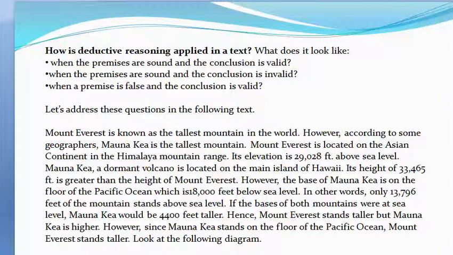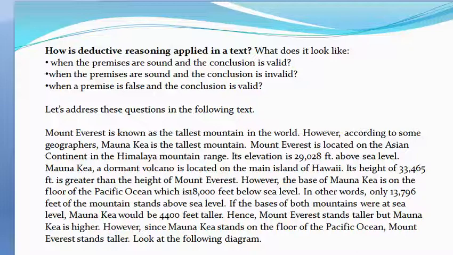Mount Everest is known as the tallest mountain in the world. However, according to some geographers, Mauna Kea is the tallest mountain. Mount Everest is located on the Asian continent in the Himalaya mountain range. Its elevation is 29,028 feet above sea level.